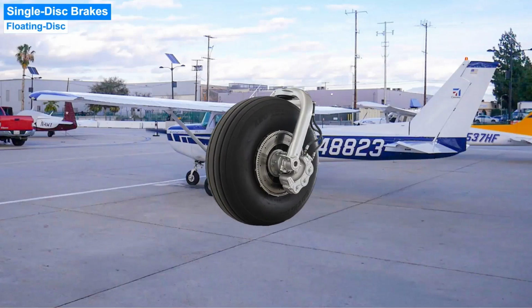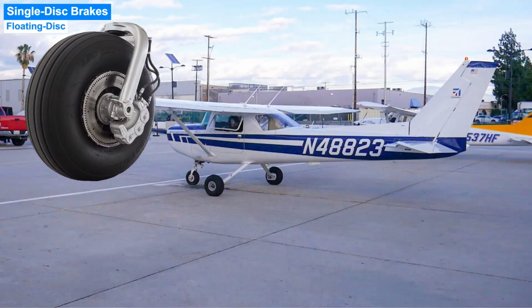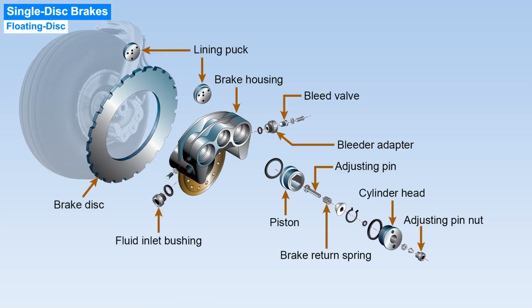Floating disc brakes use a caliper that straddles the brake disc, with multiple hydraulic cylinders built into the housing. Each cylinder contains a piston, return spring, and automatic adjusting pin. The brake linings are divided into two groups: the movable pucks attached to the pistons on the outboard side, and the stationary linings mounted on the inboard side of the caliper. Some brakes, such as the illustrated example, use 3 movable and 3 stationary pucks, but the exact number can vary with the design.